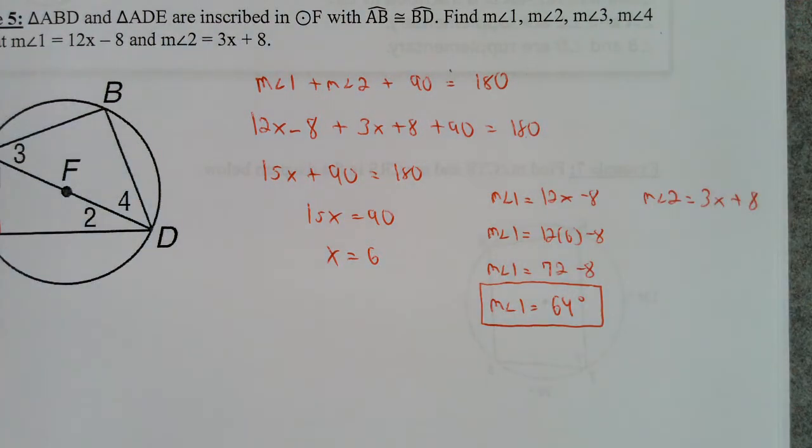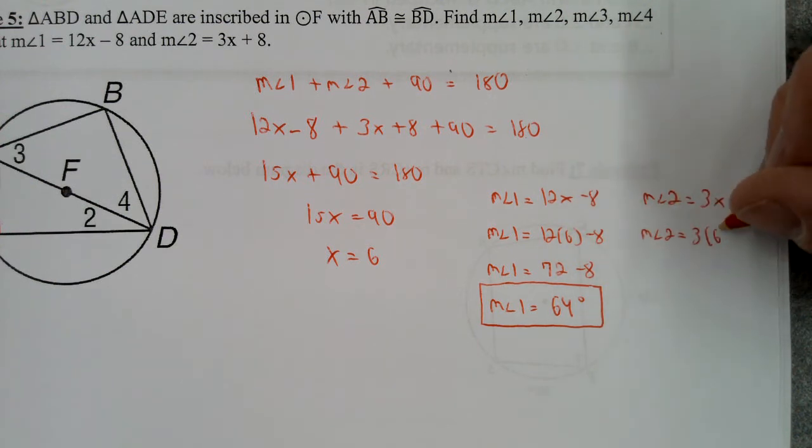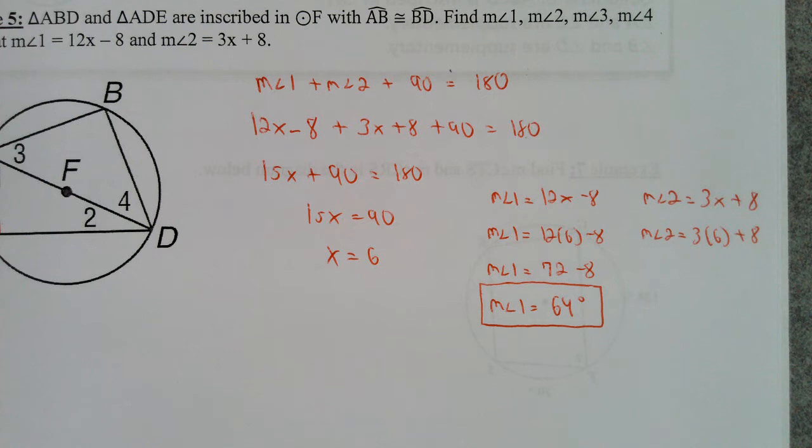Now let's do the measure of angle 2. 3 times x, so 3 times 6 plus 8. 3 times 6 is 18, plus 8 is 26.